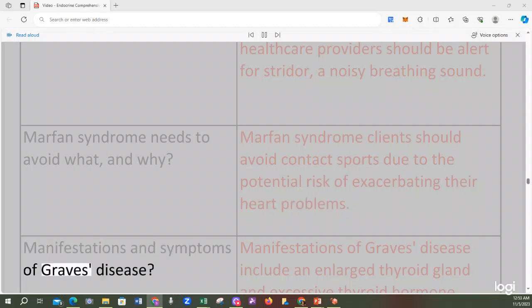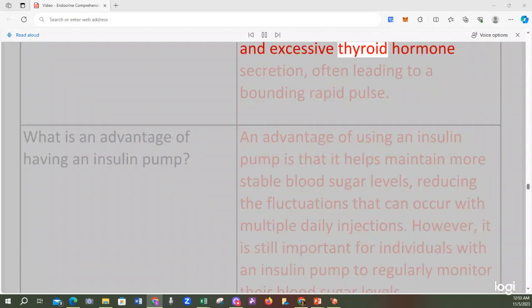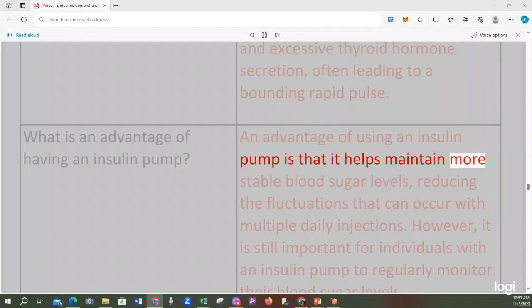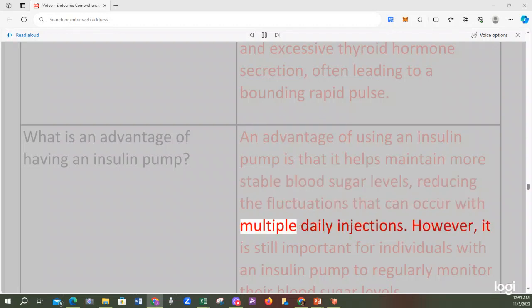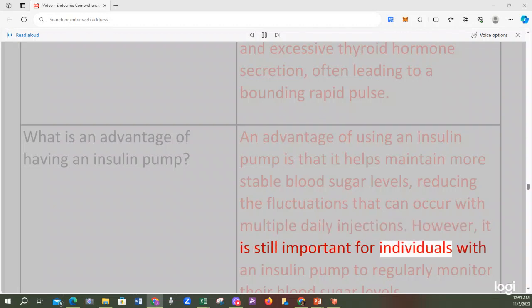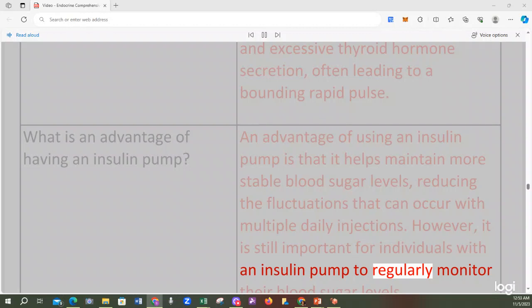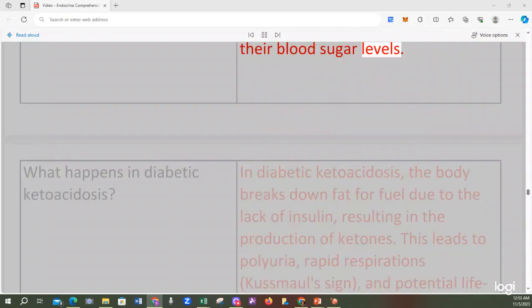Manifestations and symptoms of Graves' disease? Manifestations of Graves' disease include an enlarged thyroid gland and excessive thyroid hormone secretion, often leading to a bounding rapid pulse. What is an advantage of having an insulin pump? An advantage of using an insulin pump is that it helps maintain more stable blood sugar levels, reducing the fluctuations that can occur with multiple daily injections. However, it is still important for individuals with an insulin pump to regularly monitor their blood sugar levels.